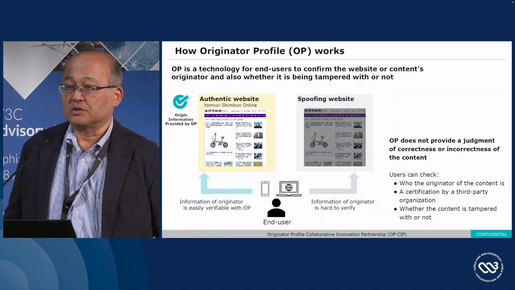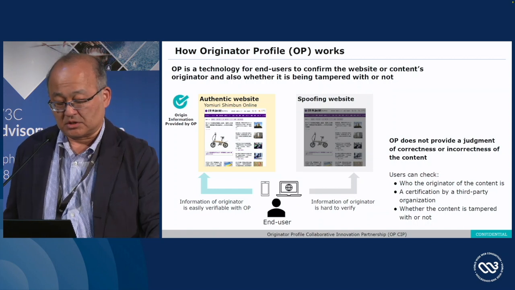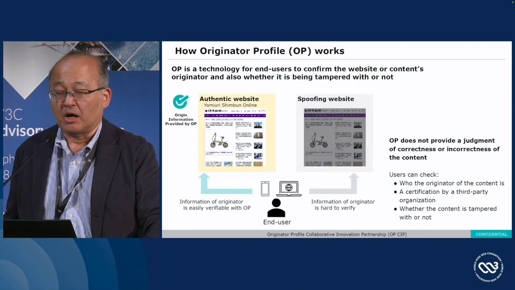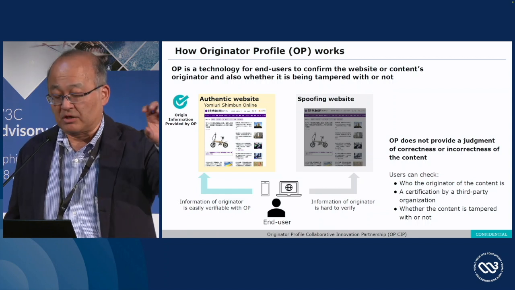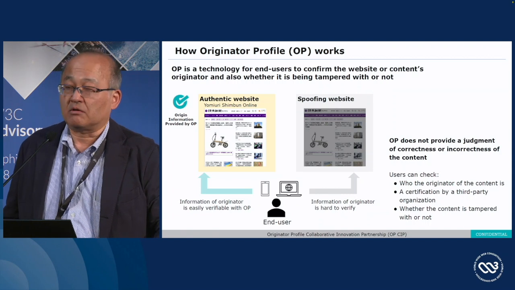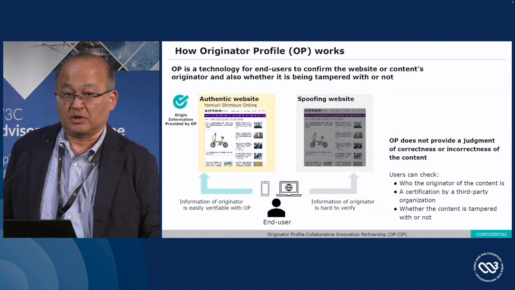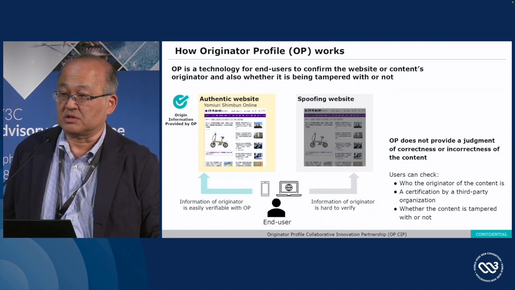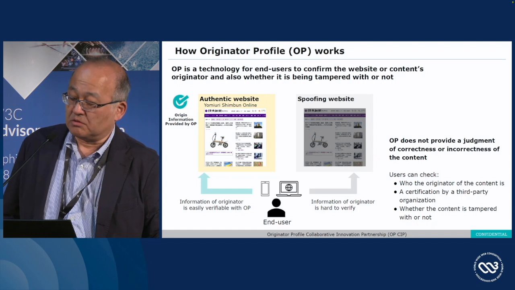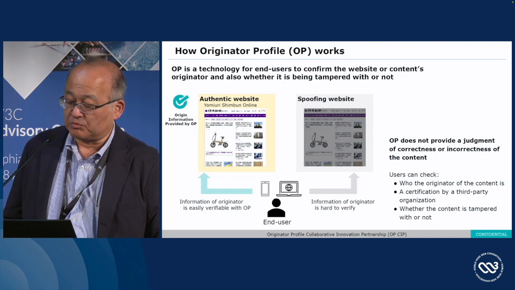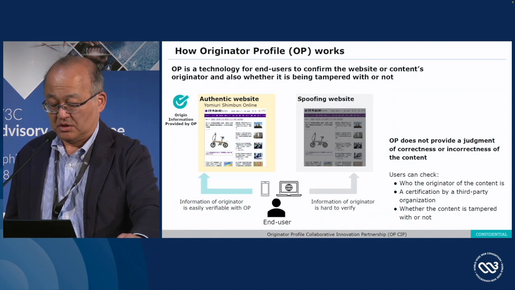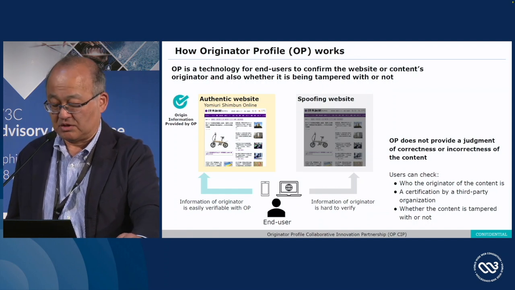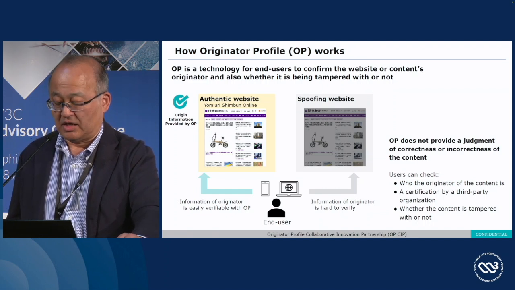And also the other side of the technology is securing part of the website, which is actually not the entire web page, but a part of the web page. Like a fragment of text appearing in a news article is one example. And also, I want to point out that the OP does not provide a judgment of correctness or incorrectness of the content. Users can check who the originator of the content is, and also see the certification information and such.